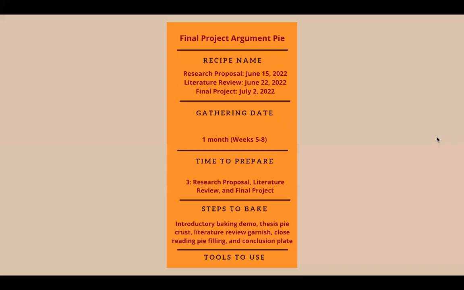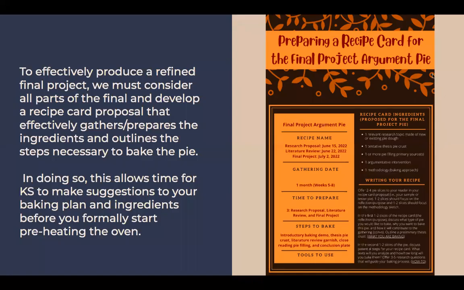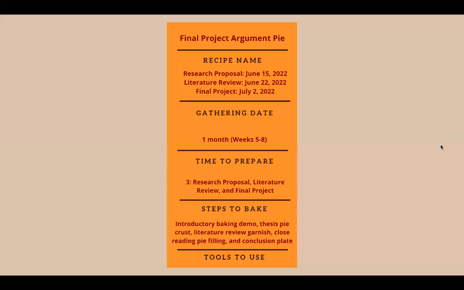So let's break this down into pieces. You'll see that this file will be available to you on Carmen so that you can look at it as a companion piece. But let's look at each of these sections. So the recipe that we're baking for the rest of the month is final project argument pie, okay, or semester research project pie, whatever you prefer. But I like to think of it as final project argument pie. Now, the gathering date or the time frames in which you're going to need to be able to provide this argument pie to the people who will eat it are on the following dates.